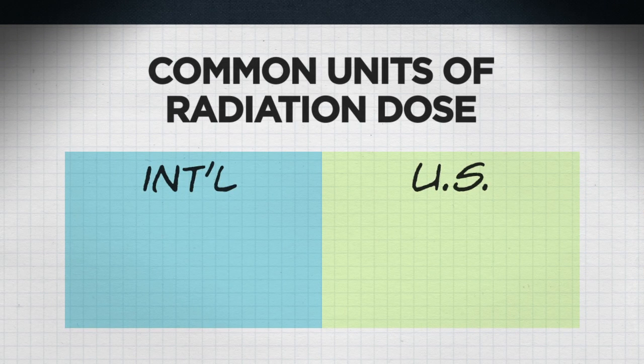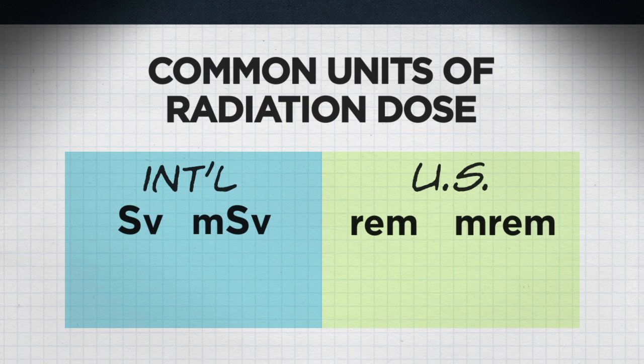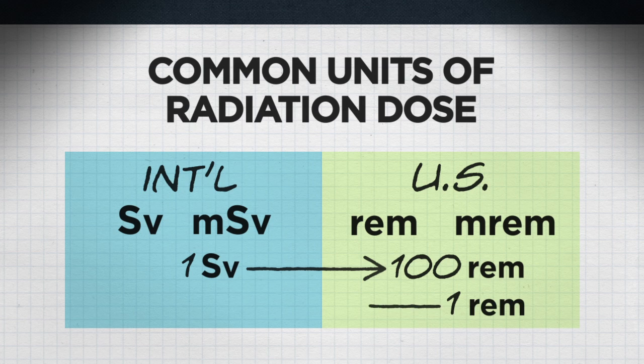So that would be the dose that I would get. A common unit of radiation dose is the sievert or millisievert. Remember from a previous segment, we were talking about getting 3 millisieverts from natural background radiation on average. In the United States, we use rem and millirem as a unit of dose. And the conversion is fairly simple: 1 sievert equals 100 rem, and 1 rem equals 10 millisieverts.